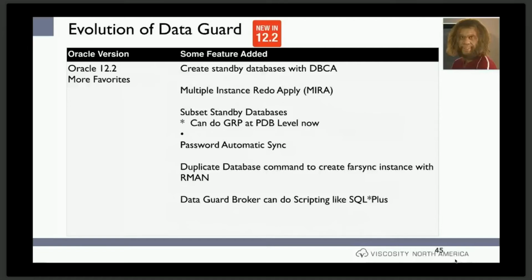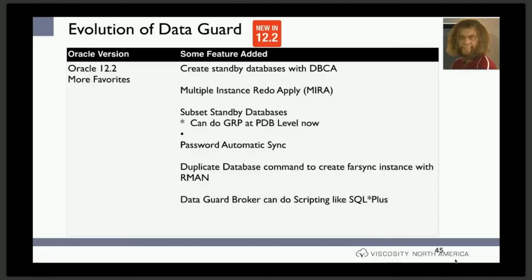And obviously it doesn't really make sense to do multiple instance redo apply if you're shipping data across a wide area network, right? Like I mentioned before, I can have subset standbys if I'm doing pluggable databases. And now also in 12.2, I can do guaranteed restore points at the pluggable level as well. Also in 12.2, if you update the sys password, that password will automatically get propagated to your standby. Basically, that password change just becomes an entry in redo now.